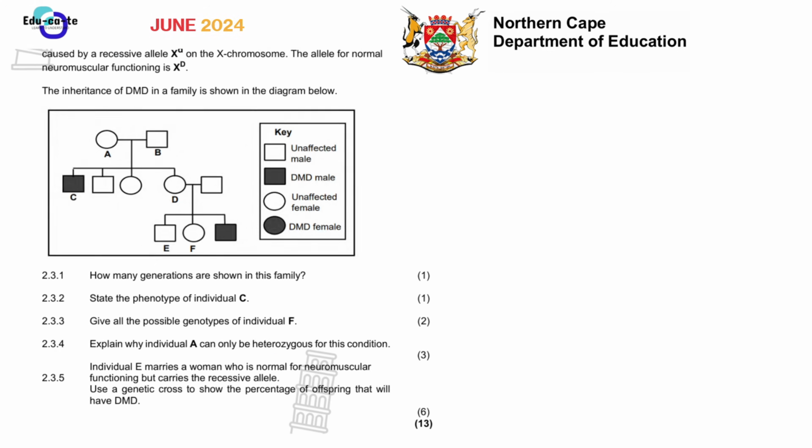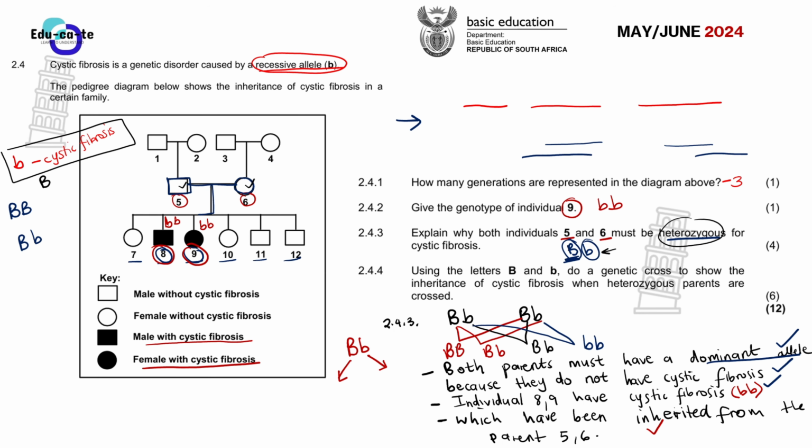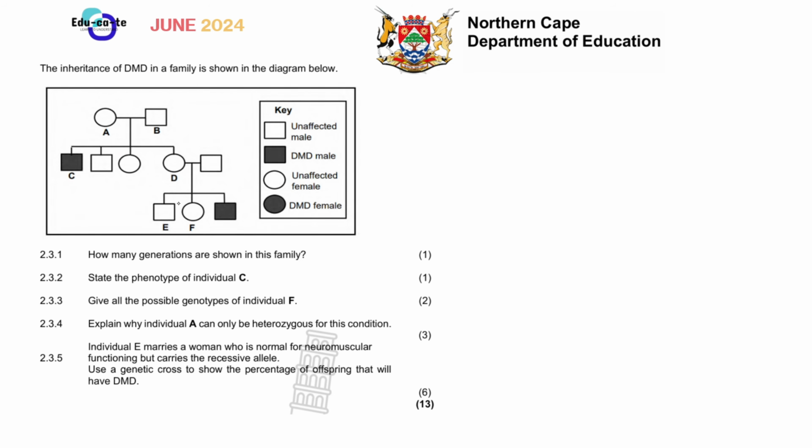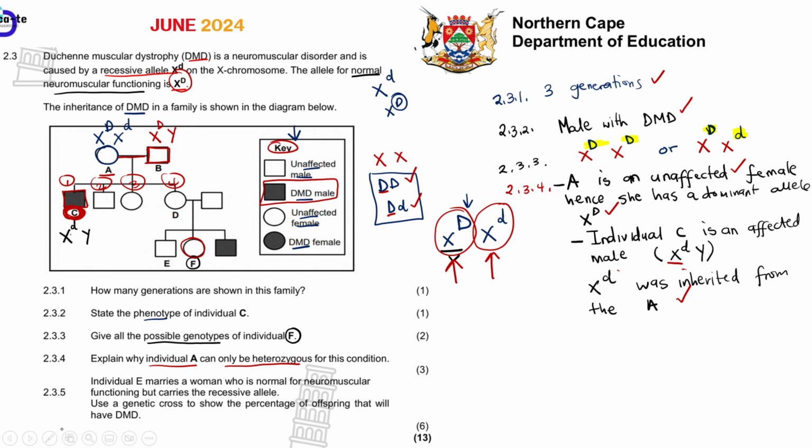All right, let's look at 2.3.5 now. Individual E marries a woman who is normal. So let's just try to look who is individual E. Individual E is this male here. This male here is normal, all right?